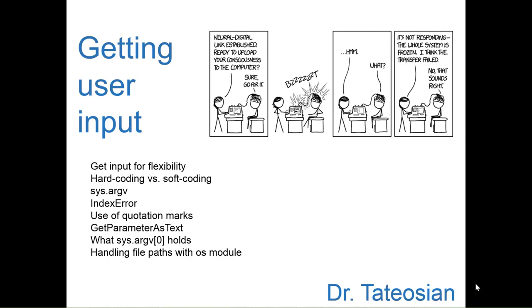In this video, we will discuss getting user input, specifically how getting input provides flexibility, what's the difference between hard and soft coding, how to use sys.argv, what's an index error, how to use quotation marks for user input, the arcpy GetParameterAsText method, what sys.argv holds, and handling file paths with the OS module.